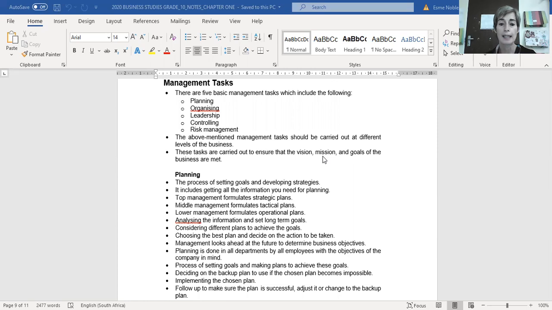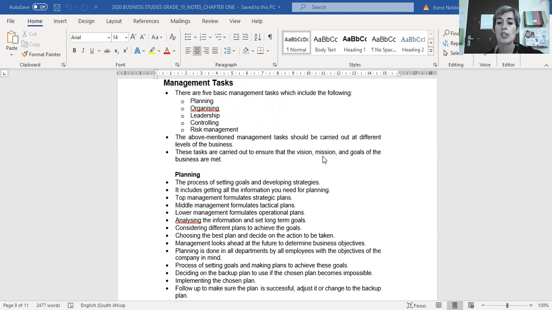Right, let's go to planning. Planning is the process of setting goals and developing strategies, which management should do. It includes getting all the information you need for planning. Top management formulates strategic plans. The middle management formulates the tactical plans. And the lower management formulates the operational plans.